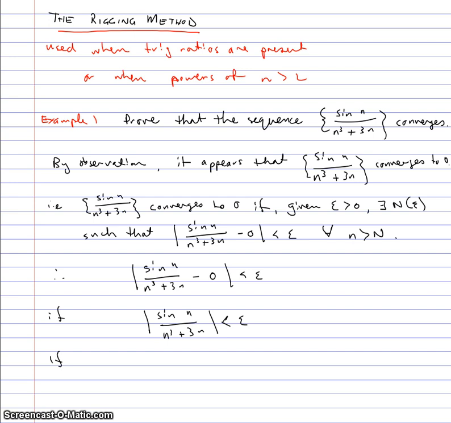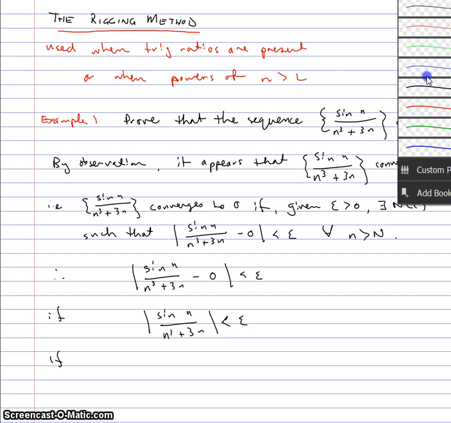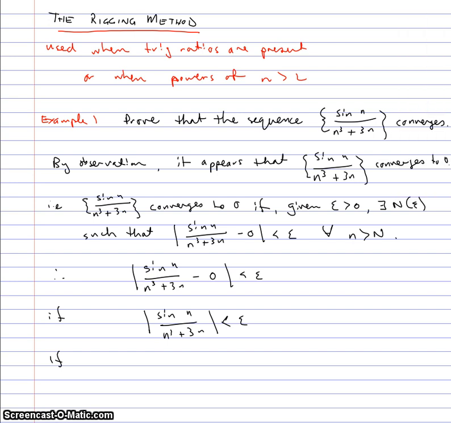Well, let's just take a step back. We need to do some rigging at this point. So how can we rig that? Well, the absolute value of sine n is less than or equal to 1. Okay? Whatever the value of n is, sine n will fluctuate between -1 and 1. So the absolute value of that will be less than or equal to 1.